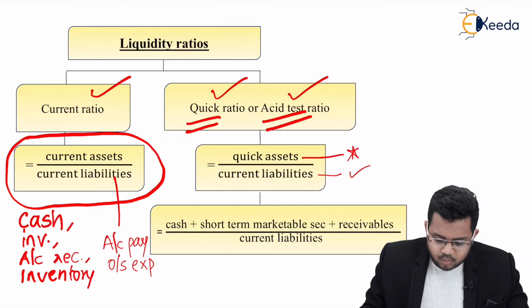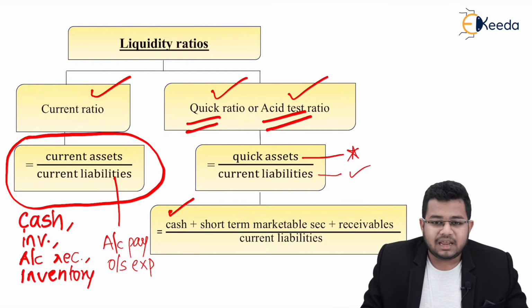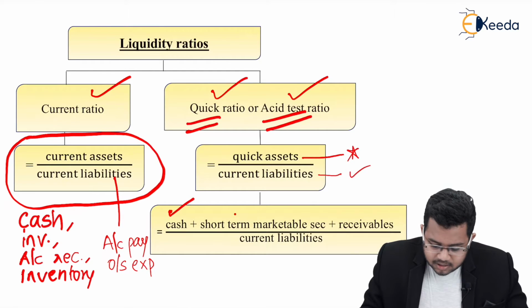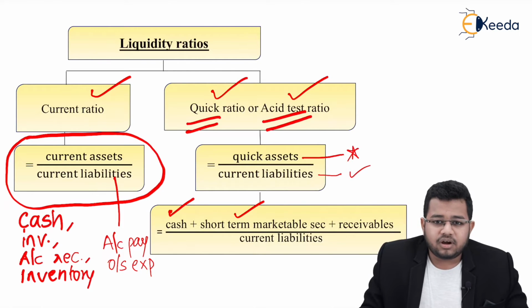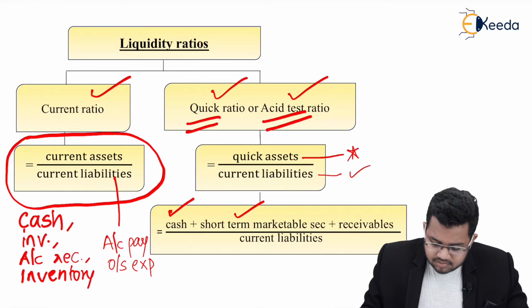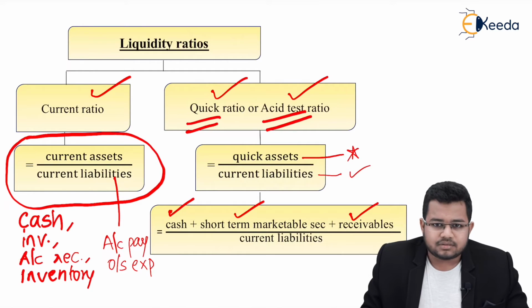So what are quick assets? Quick assets, cash is a quick asset, meaning it is very much liquid. Next, short term marketable securities, even these are liquid. If I sell any security in a day or two, I get my money back. And receivables, your debtors whom you've made credit sales, if you call them and they might pay you in a day or so. So these three are quick assets, meaning they can be turned into cash quickly.